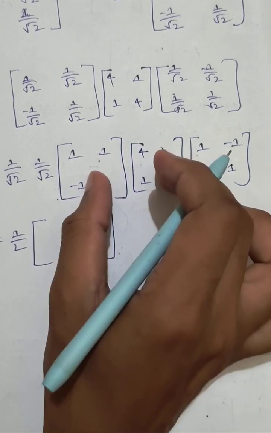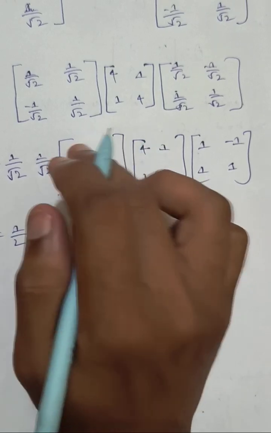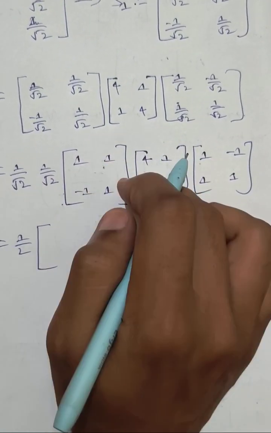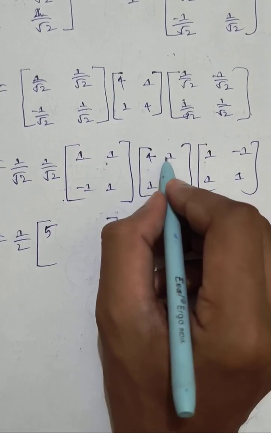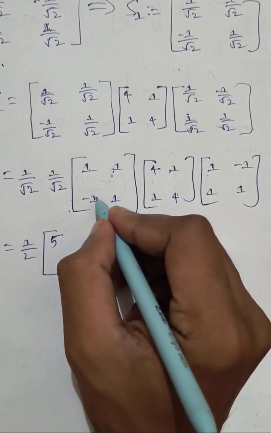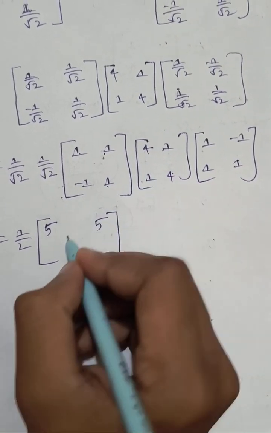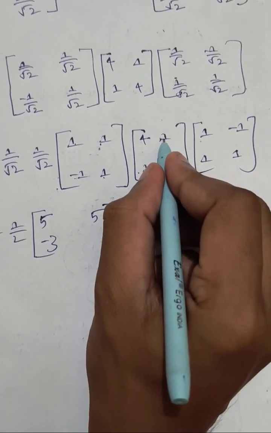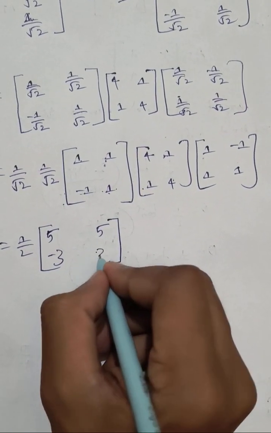So here I will multiply these first two matrices first. How to multiply two matrices? Row by column. First row by first column: 1 into 4 is 4, plus 1 into 1 is 1, that is 5. Now first row, second column: 1 into 1 is 1, plus 1 into 4 is 4, that is 1 plus 4, again 5. Second row, first column: minus 1 into 4 is minus 4, plus 1, that is minus 3. Second row, second column: minus 1 into 1 is minus 1, plus 4 into 1 is 4, so minus 1 plus 4 is 3 only.